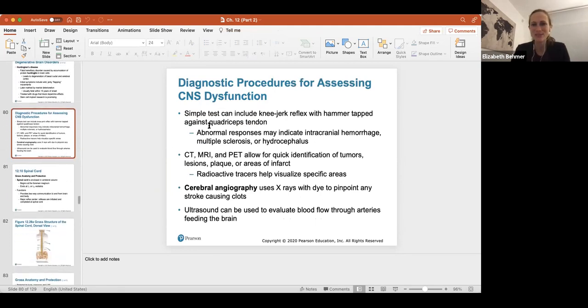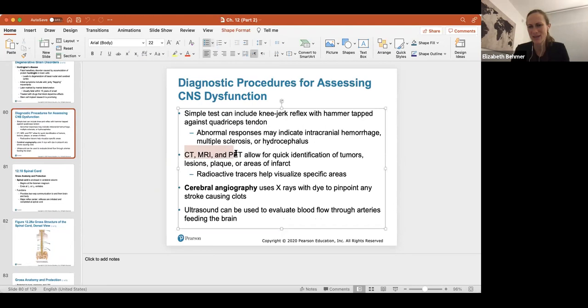We have different types of diagnostic procedures, CT, MRI, PET scans. These are most important for identifying tumors, areas of cancer, areas of infarct or damage to the brain. Whenever you see infarct, that means damage to tissue. So a myocardial infarct is a heart attack, damage to heart tissue. And an infarct can happen in the brain tissue as well, and that would be a stroke.